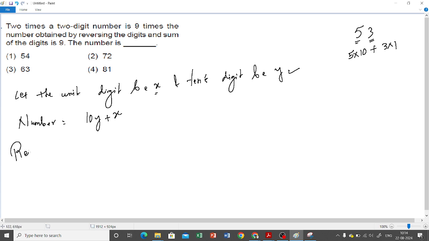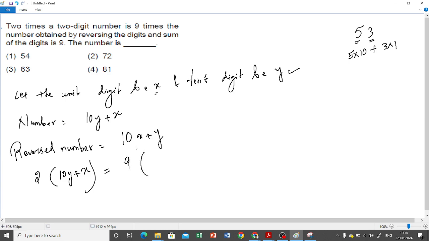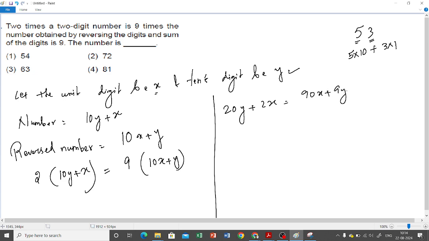Now it is given 2 times the two-digit number is 9 times the number obtained by reversing the digits. So the reverse number is going to be 10x plus y. Now 2 times the two-digit number, so that is 2 into (10y plus x), is 9 times the reversed number. So what is y? 8x, right?